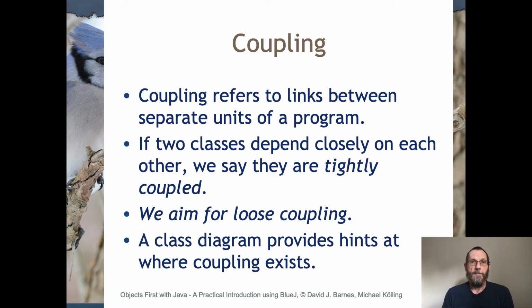In general, we're aiming for loose coupling. It has to be said that it's impossible to completely eliminate coupling between classes, because otherwise those classes couldn't interact, or the instances of those classes couldn't interact.